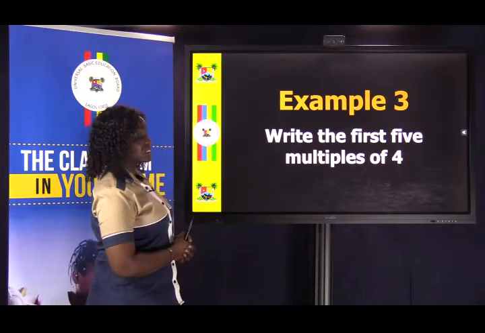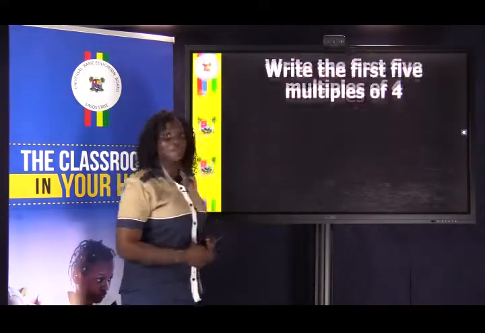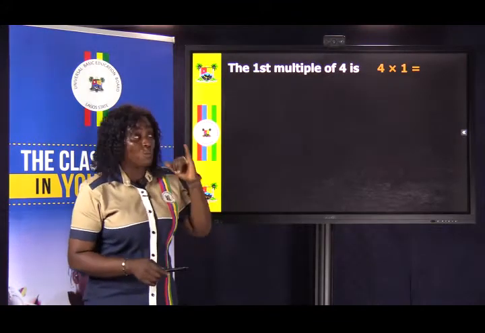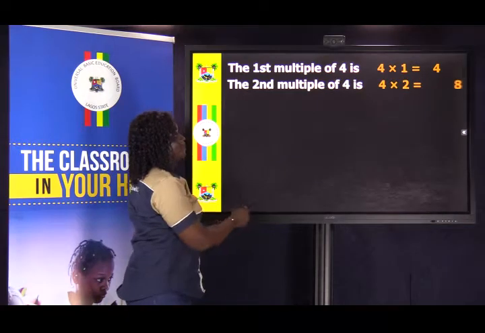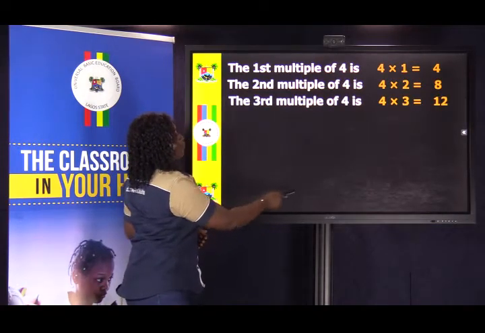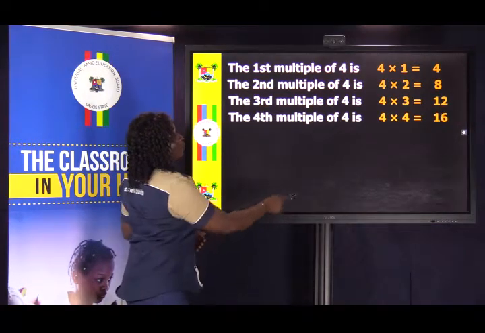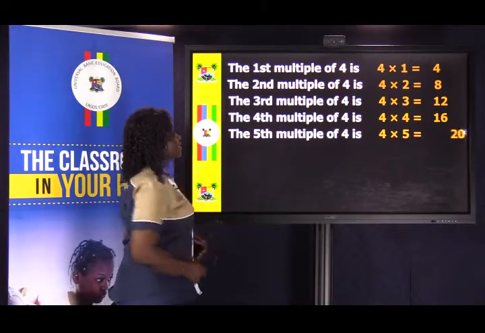Write the first 5 multiples of 4. First 5 multiples means you start from 1. 4 times 1 is 4. 4 times 2 is 8. 4 times 3 is 12. 4 times 4 is 16. 4 times 5 is 20.